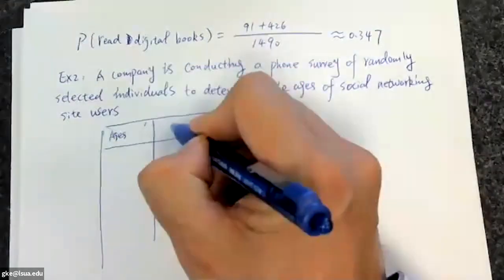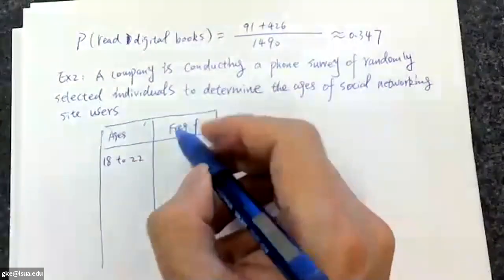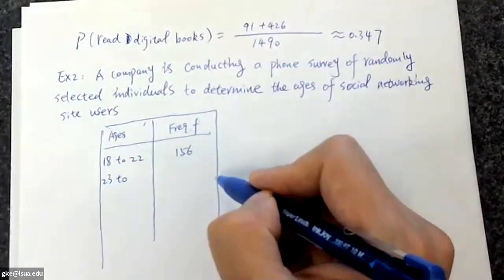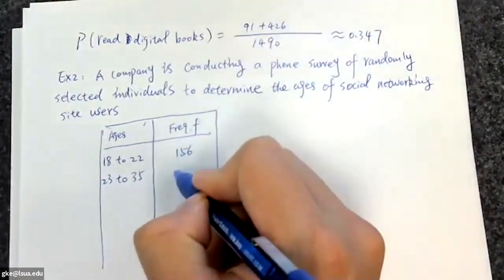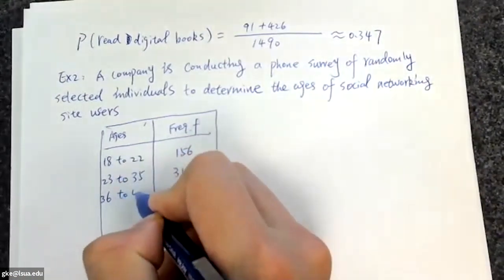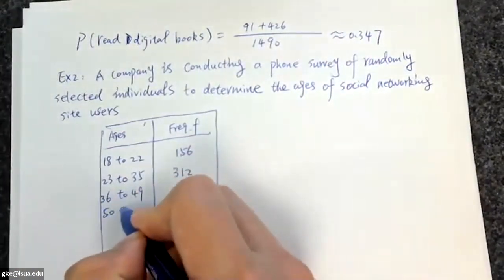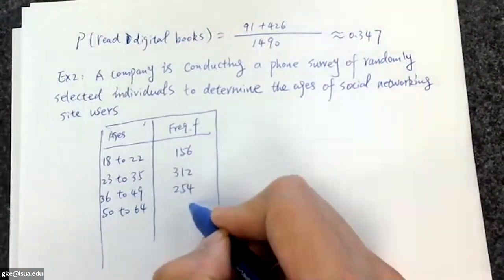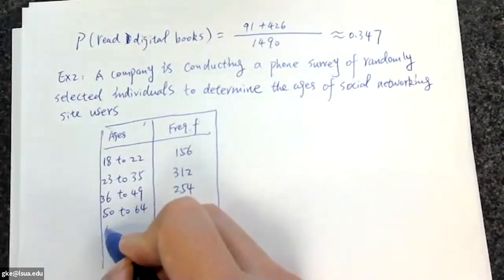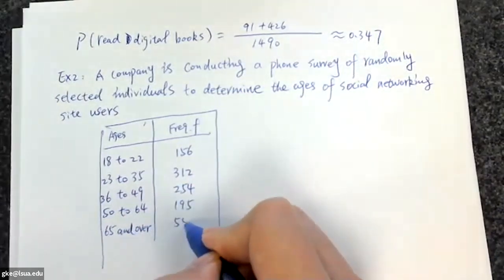Ages and frequency f. So 18 to 22 is 156. 23 to 35, that is 312. 36 to 49 is 254. 50 to 64 is 195, and the last one, 65 and over, the frequency is 58.